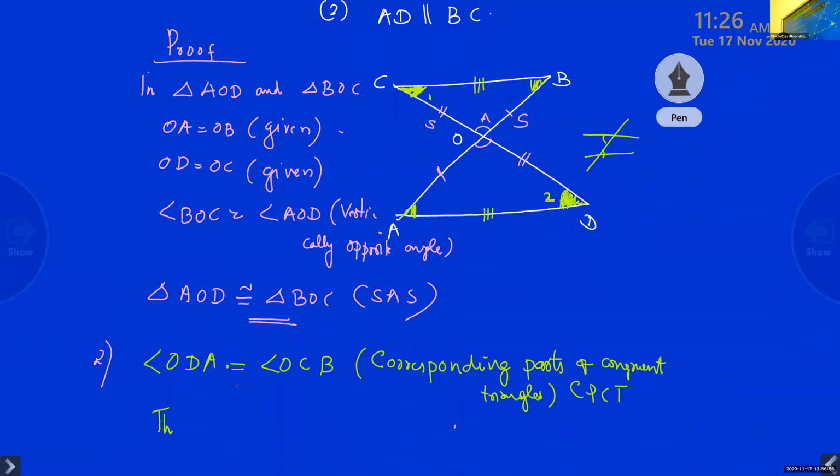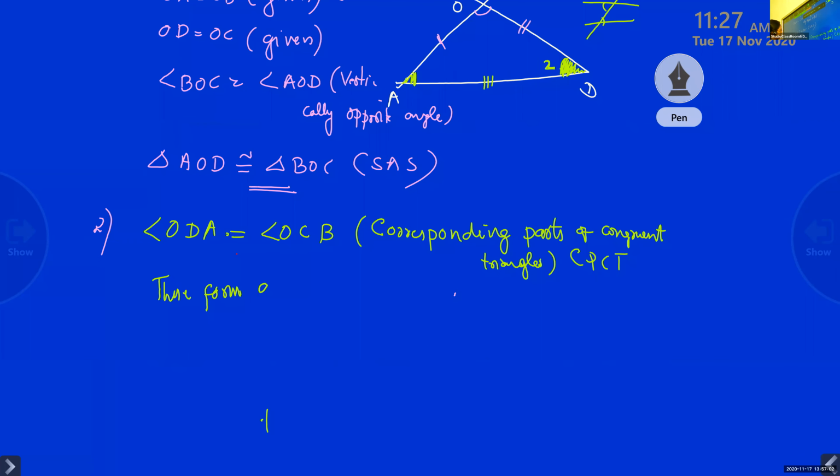These form the alternate interior angles. Therefore, AD is parallel to BC.